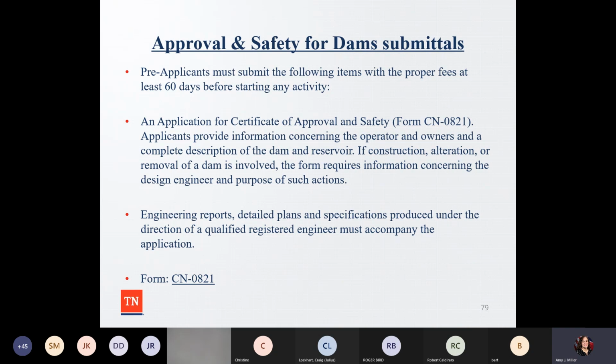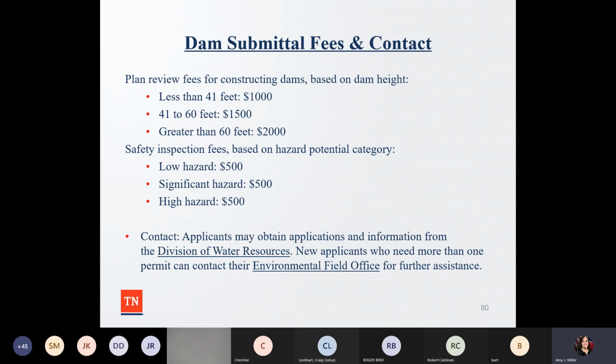If construction, alteration, or removal of a dam is involved, the form requires information concerning the design engineer and purpose of such actions. There should be an engineering report, detailed plan, and specifications, under the direction of a qualified registered engineer, that must accompany the application. There are plan review fees based upon how large it is, and safety inspection fees based upon if it's low, significant, or high hazard. Applicants can contact the Tennessee Department of Environment and Conservation Division of Water Resources.